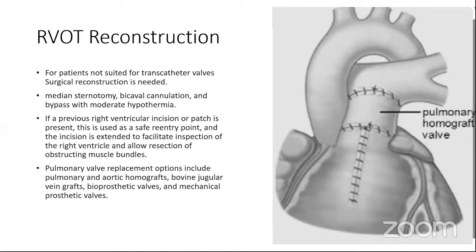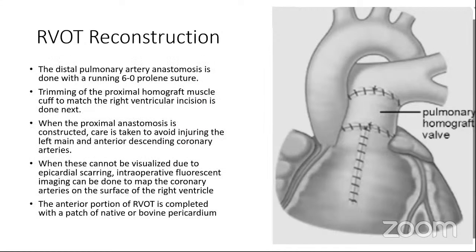The pulmonary valve replacement options include pulmonary and aortic homografts, bovine jugular vein grafts, bioprosthetic valves, and mechanical prosthetic valves. The distal pulmonary artery anastomosis is done using a running 6-0 Prolene suture. Trimming of the proximal homograft muscle cuff to match the right ventricular incision is done next.